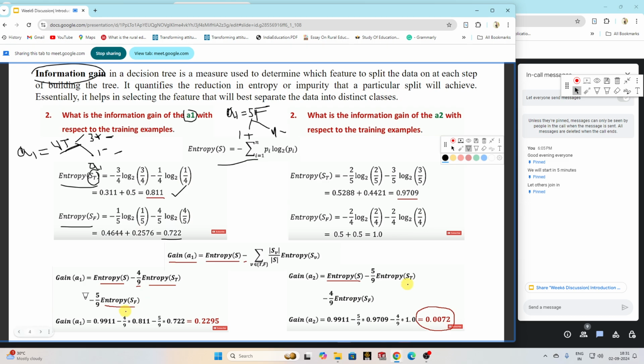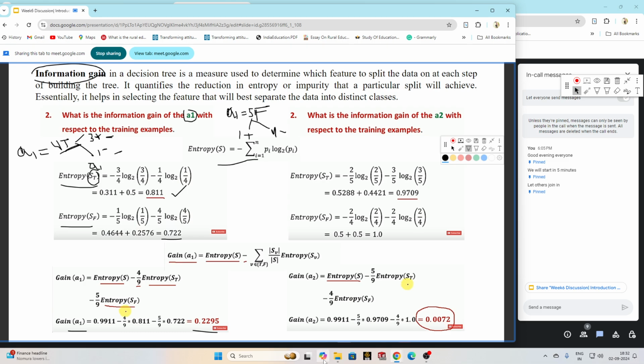So by that we can find the information gain, that is minus 0.9911 minus 4 by 9 into 0.811 and minus 5 by 9 into 0.722. So by that we can find out the information gain of that particular attribute a1.